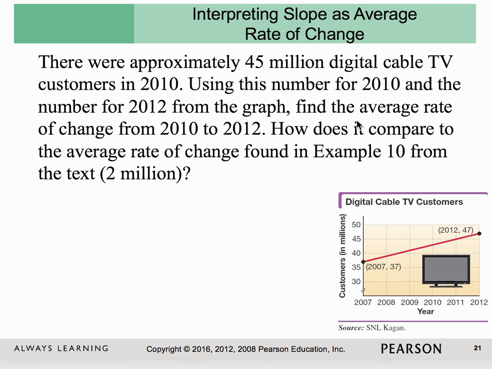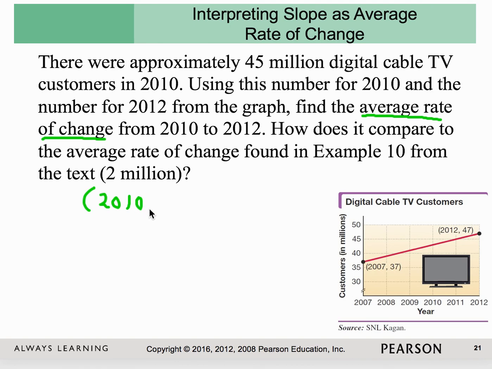Okay, it says find the average rate of change. Anytime a problem asks you to find the average rate of change, it might as well say find the slope. The average rate of change is the slope of this line. So it gives me 2 points here. Here's a point and here's a point. But it tells me to use this point, right? 2010 and 45 million. So it tells me to use this point. It really doesn't matter. The slope's going to be the same because it is a line, right?